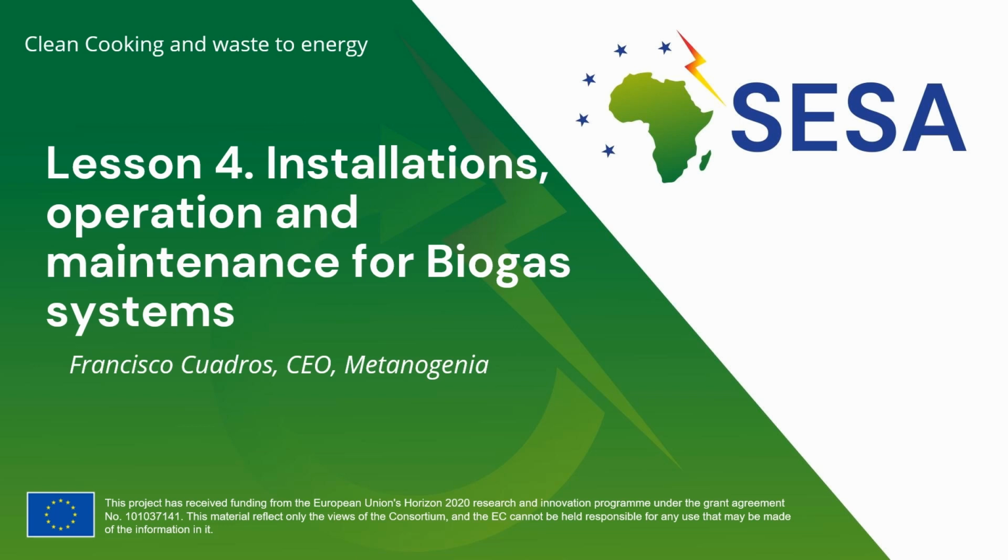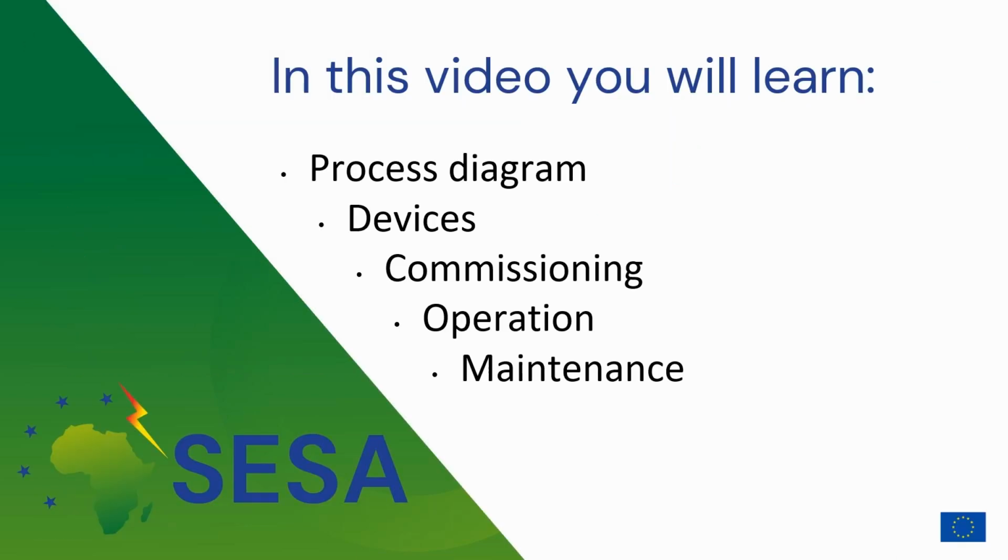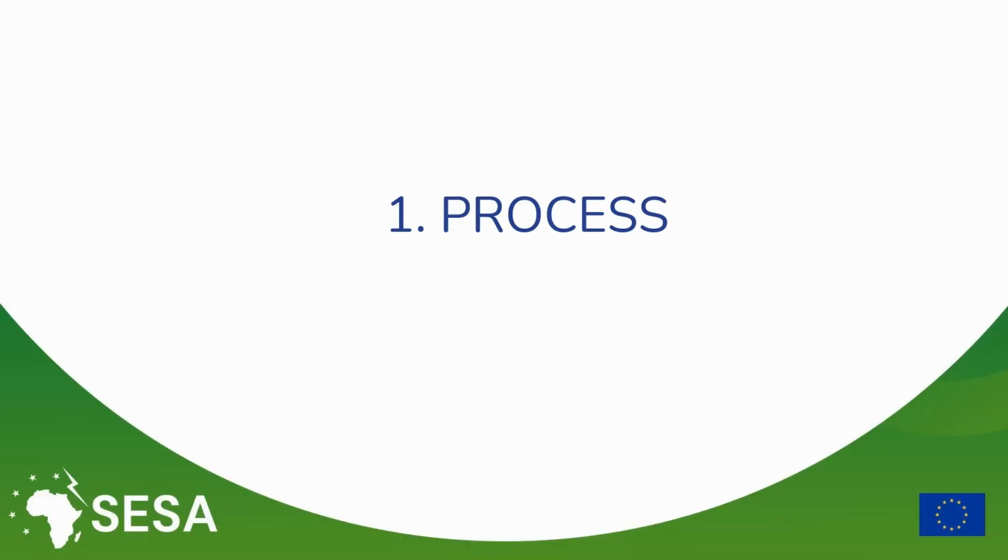Biogas System. In this video you will be able to see a process diagram of a biogas generation system through anaerobic digestion of organic waste, an example and explanation of biogas generation devices, the commissioning of this system, and the operation and maintenance necessary to extend the life of these facilities and obtain a good quantity and quality of biogas.